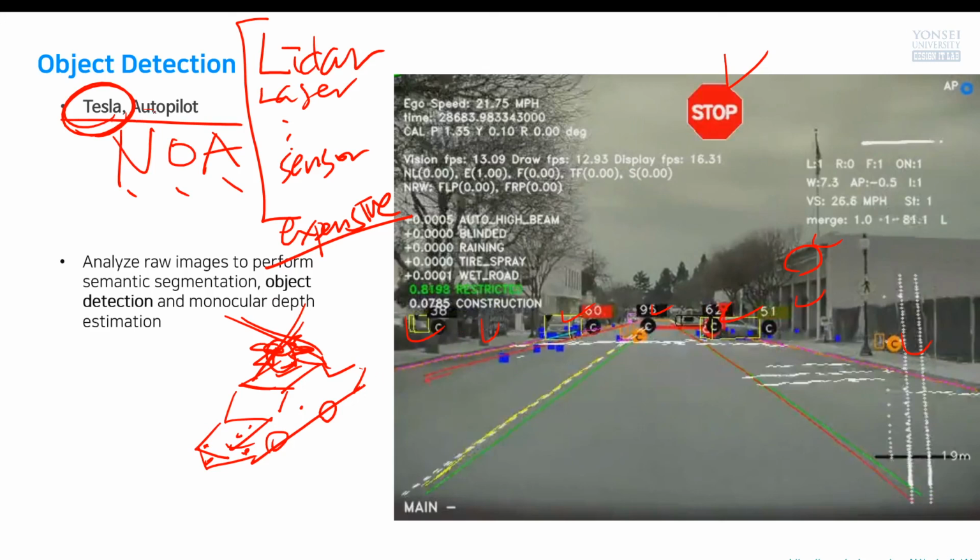Okay, Tesla used only cameras, computer vision, image recognition technologies, instead of using those expensive sensors. That is why this one gets a lower price, but very precise and safer detecting results and so on. Because Tesla used exactly the same as human eyes.